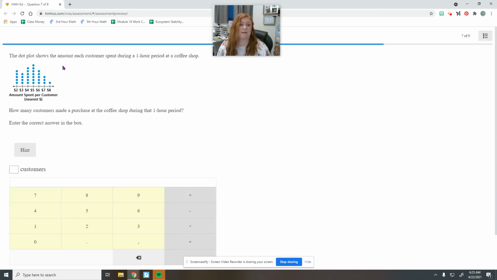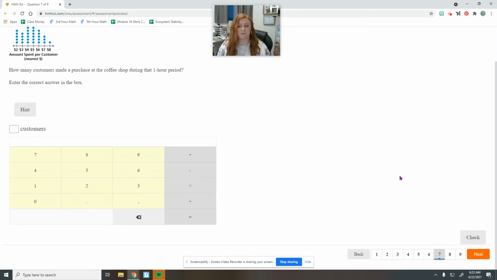This dot plot shows the amount each customer spent during a 1-hour period at a coffee shop, so each dot is a customer. If you're still wondering about the dot plot on the last question, here's a good example. We had the numbers 11 through 16 with a dot above those for the barrel racers. Here, every dot is a customer, and I can see these customers spent $2 all the way up to $8. So how many customers made a purchase at the coffee shop? Every dot is a customer, so we just need to count up all of those dots.